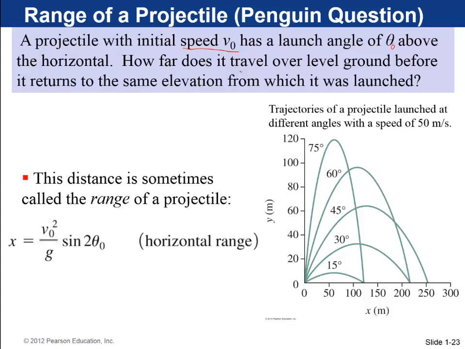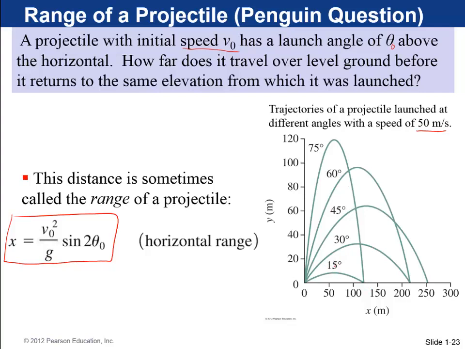It is derivable in the textbook. X equals v sub 0 squared over g times sine of 2 theta. And what's shown here is actually the trajectories of a projectile launched always with the same initial speed of 50 meters per second, but at different initial theta sub zeros.